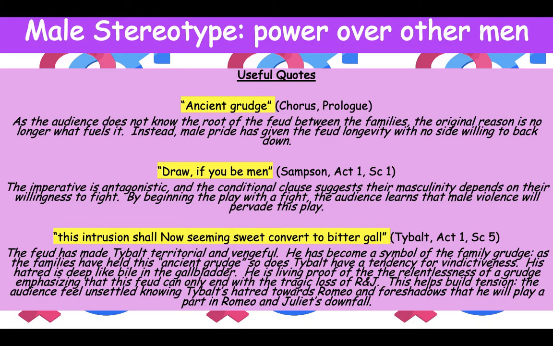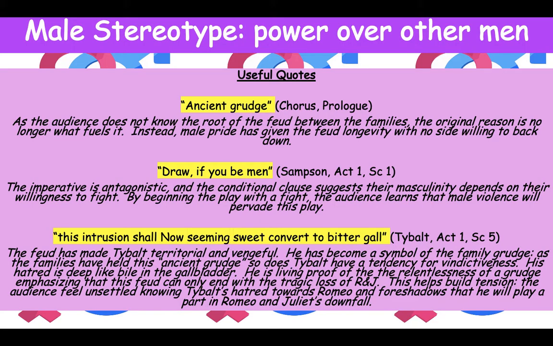So let's look at some of these stereotypes. I'm going to take this step by step. I'm going to look at a male stereotype and then talk about how Romeo challenges that stereotype. So if we look at the quote, ancient grudge, the audience does not know the root of the feud between the families. We're only ever told that it's a really old grudge. The original reason is no longer what fuels it.